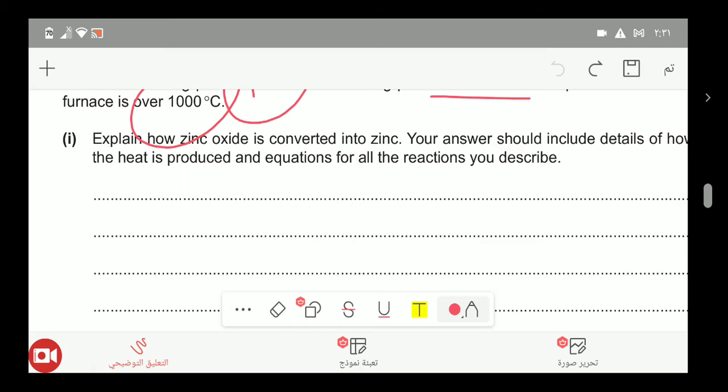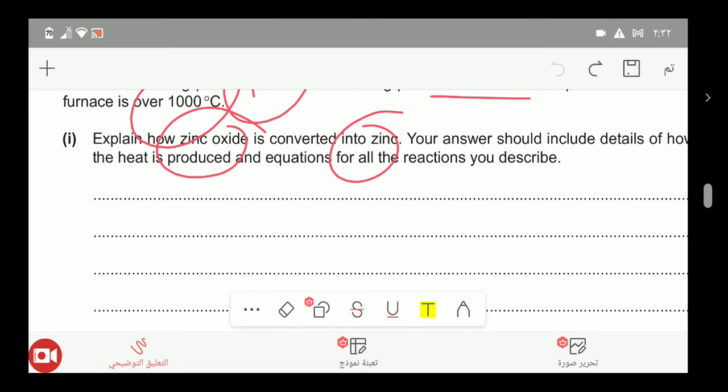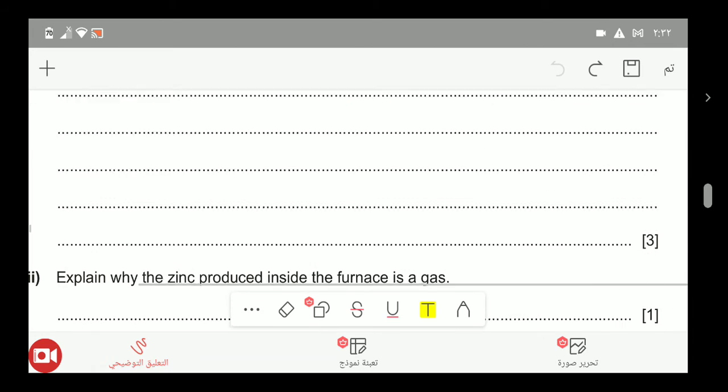Explain how zinc oxide is converted into zinc. So he is asking us about the procedure. How many marks here? You have 3 marks.